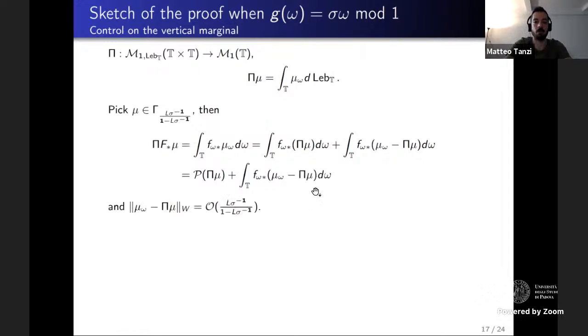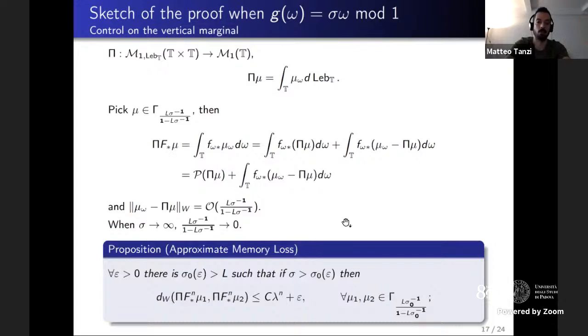And what about this term? Since mu is in this regularity class, this term will have Wasserstein norm of this order. And when sigma becomes large, this number here goes to 0, which means that this norm goes to 0. The idea here is that when sigma is very large, this disintegration mu omega is almost constant in omega, and so it's going to be very close to the vertical marginal, which is just an average of the measures mu omega in this disintegration. So we have that the vertical marginal of f star mu is P applied to the vertical marginal of mu plus an error. And so we can use this and take higher iterates and do some work to show that this is how vertical marginals evolve.